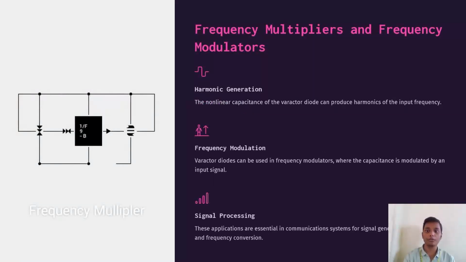Frequency multipliers and frequency modulators. Harmonic generation. The nonlinear capacitance of the varactor diode can produce harmonics of the input frequency. Frequency modulation. Varactor diodes can be used in frequency modulators, where the capacitance is modulated by an input signal. Signal processing. These applications are essential in communication systems for signal generation, modulation, and frequency conversion.